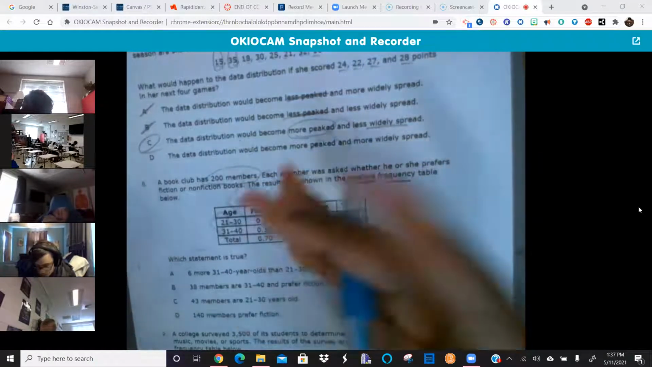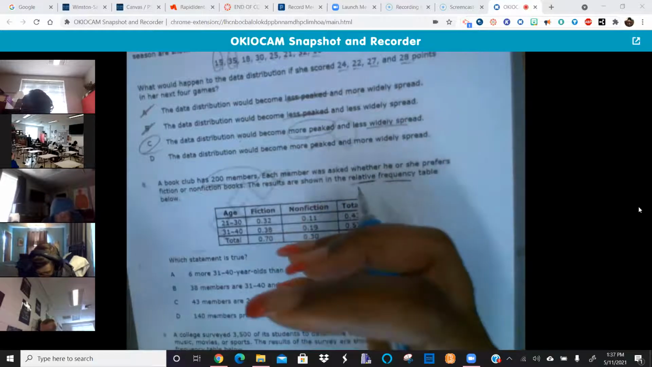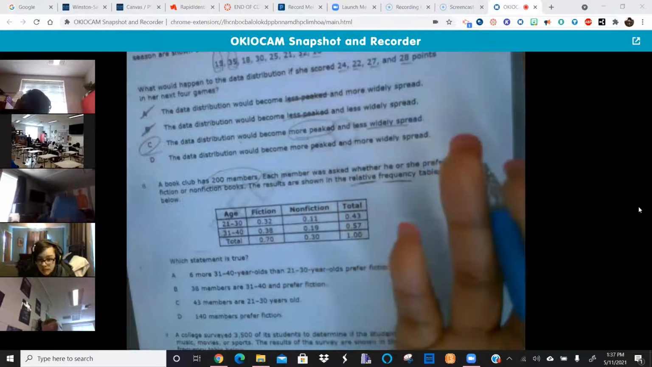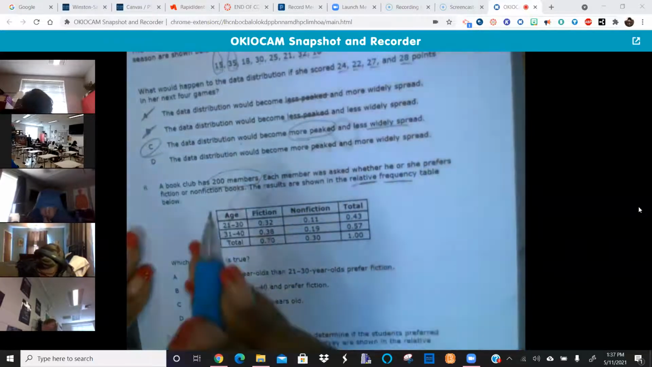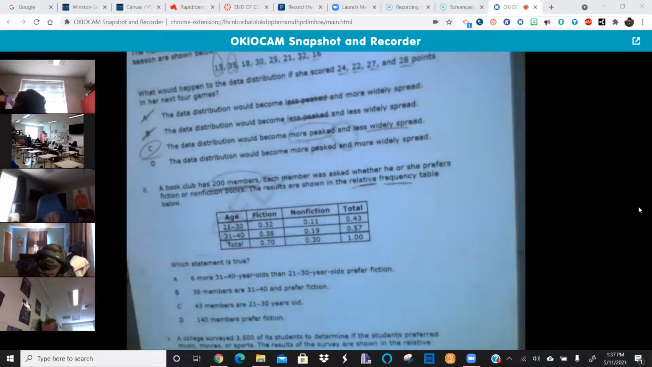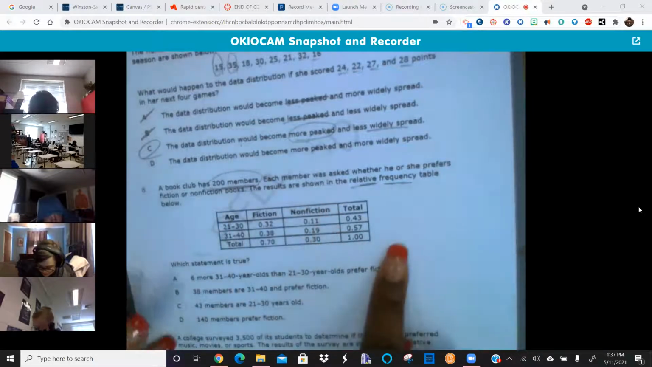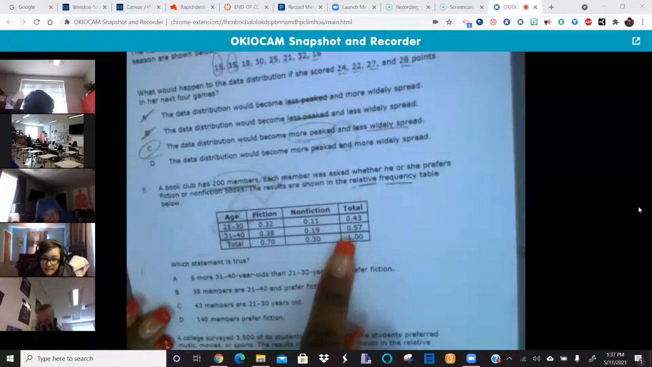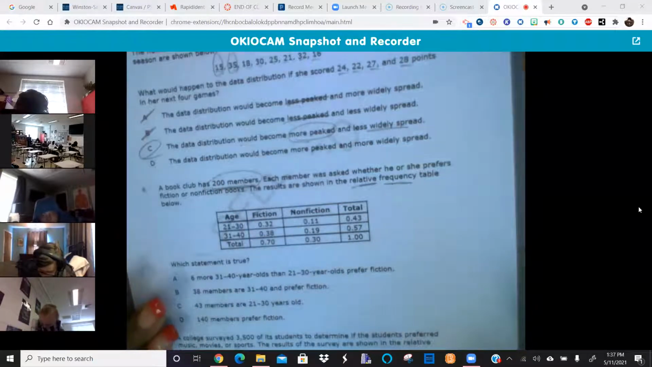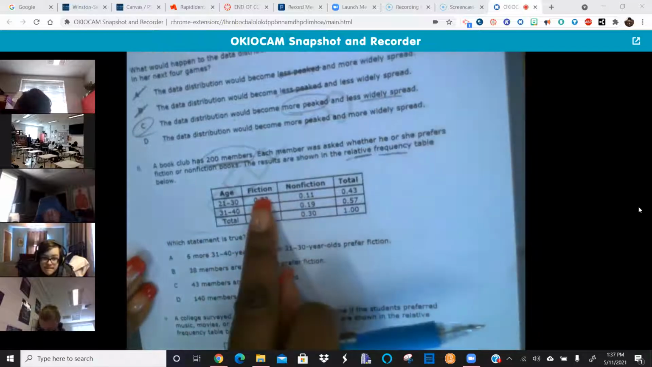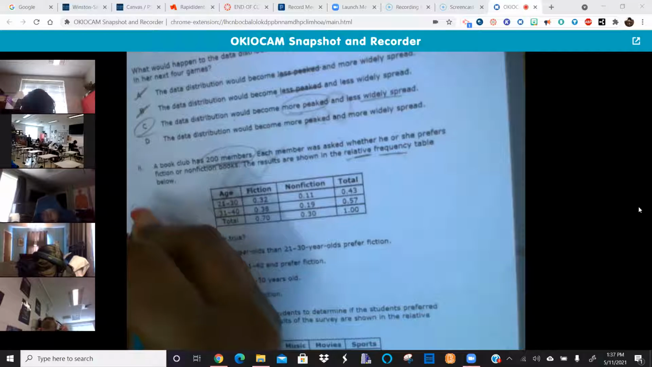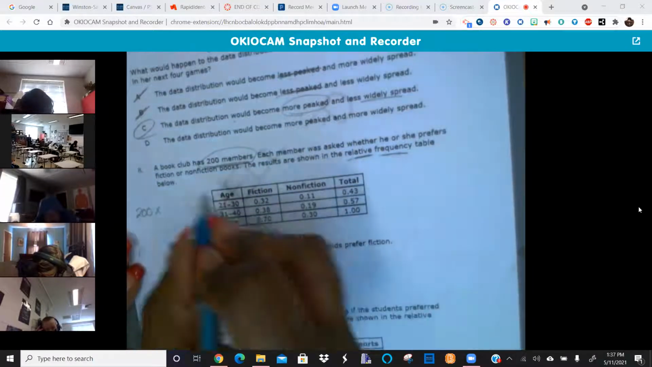A frequency table is how many. A relative frequency table tells you how many, but it's giving you the decimal, which you can convert to a percentage. So it's super important that they tell you how many people total this involves. That way you can figure out how many people are in each of these categories. Without this, you wouldn't know how many people fall in this category. You'd only have percentages. So then what do you do to convert this from percent to how many people in this category? You're going to take your 200 members and multiply times the decimal.